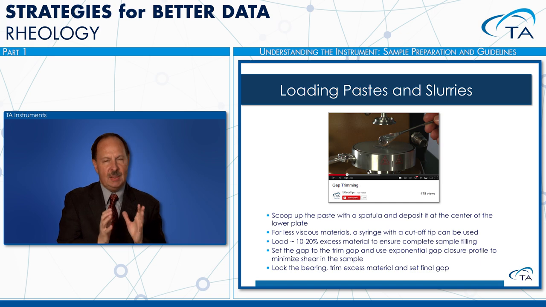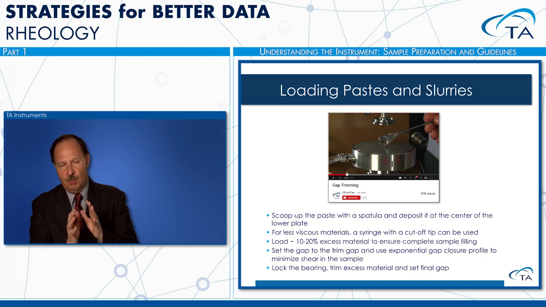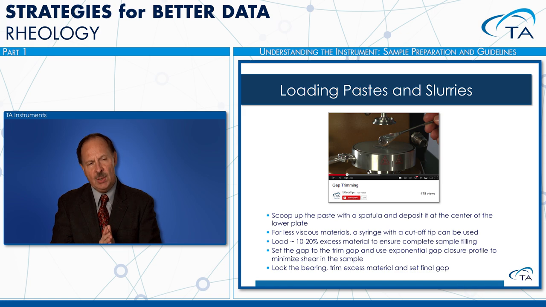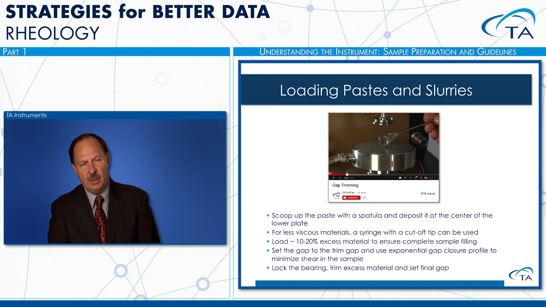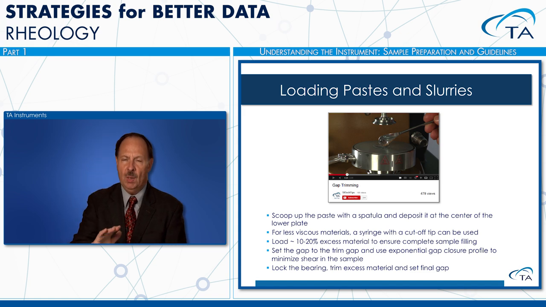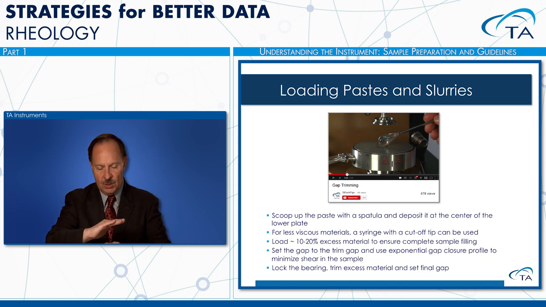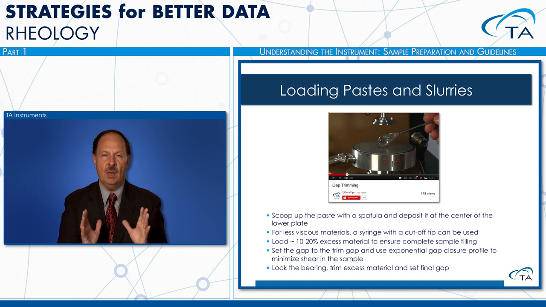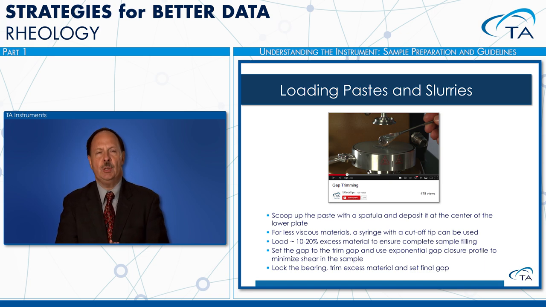Now, because of the sensitivity of some structures that we could be working with in pastes and slurries, we suggest that you use the exponential gap closure to go to the last few microns in the descent of the head. That's been found to be more gentle, and that has less of a chance of disturbing your structure.